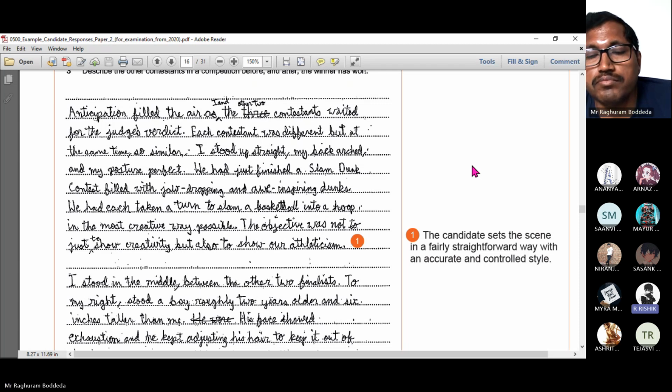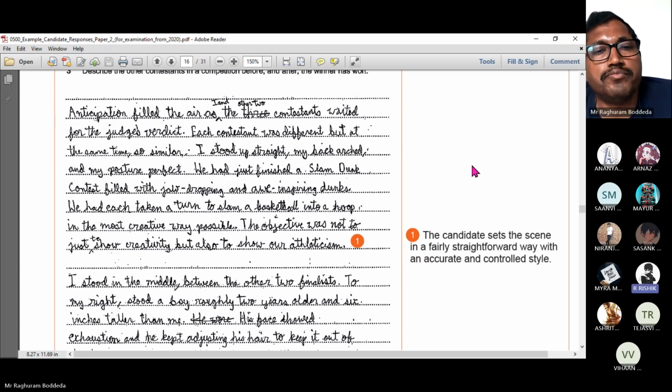We had just finished a slam dunk contest filled with jaw-dropping and awe-inspiring dunks. We had each taken a turn to slam a basketball into the hoop in the most creative way possible. The objective was not just to show creativity, but also to show our athleticism.